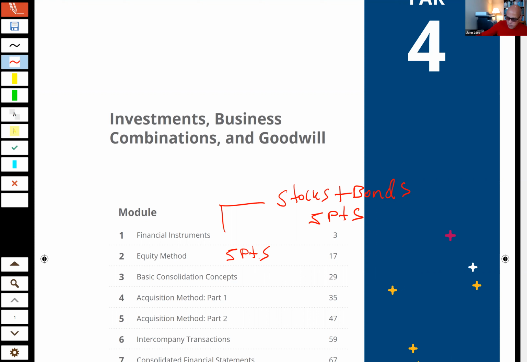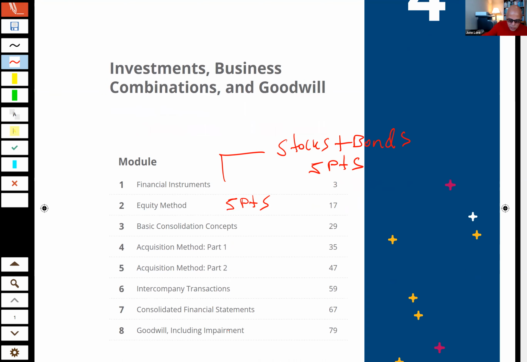Then we'll talk about consolidations. When we talk about consolidations, and I'm going to go ahead and bracket off this entire thing, that has long been a 10-point area on the FAR exam and its predecessors.